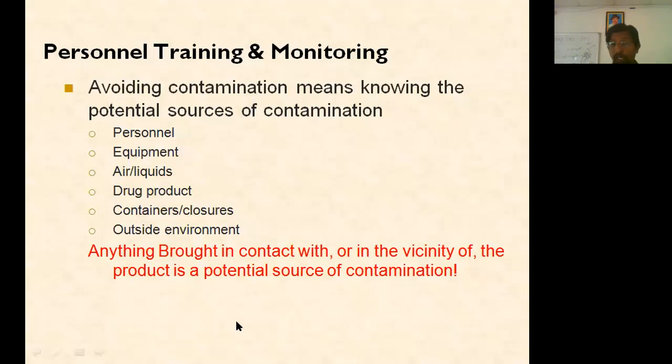Anything brought in contact with or in the vicinity of the product is a potential source of contamination. So if all these things are coming in contact, and they are not monitored properly or sterilized properly, that can be the reason for contamination. It may be a person, an equipment, air, a liquid, a drug product, a container, closure, or the outside environment. If you're exposing yourself to any of these things, it can be a potential threat for contamination. Got it?